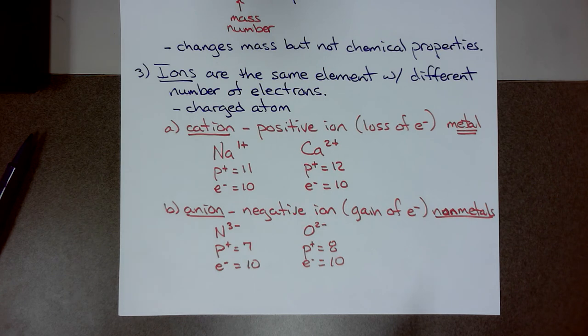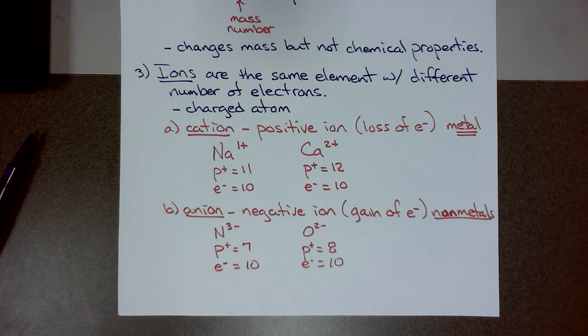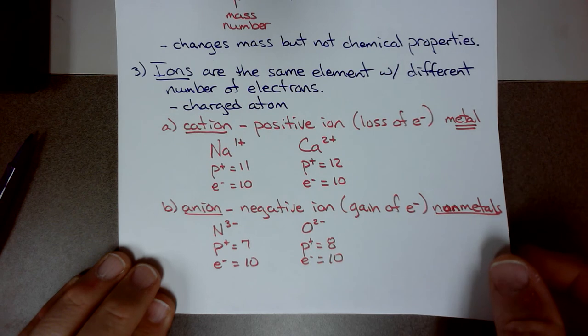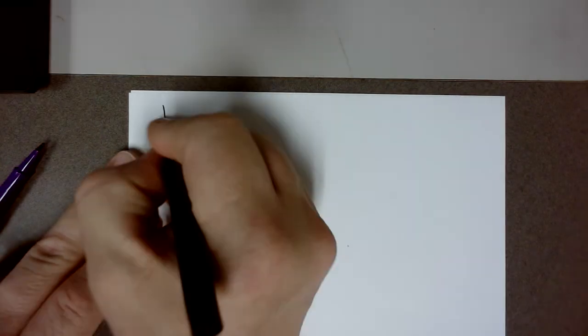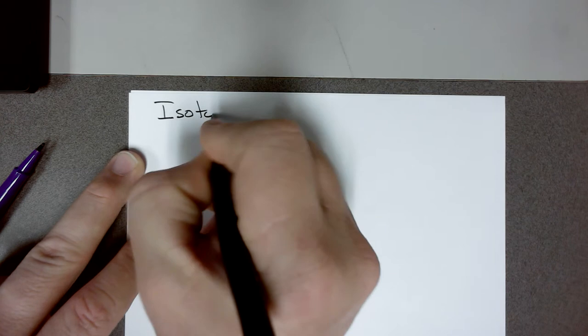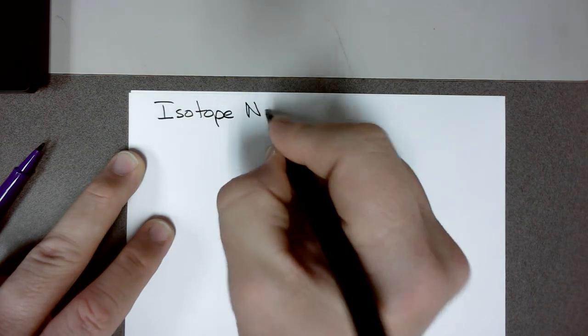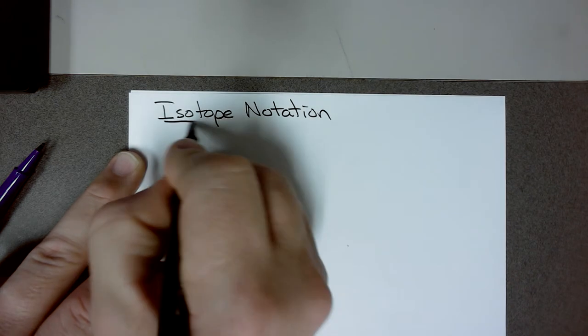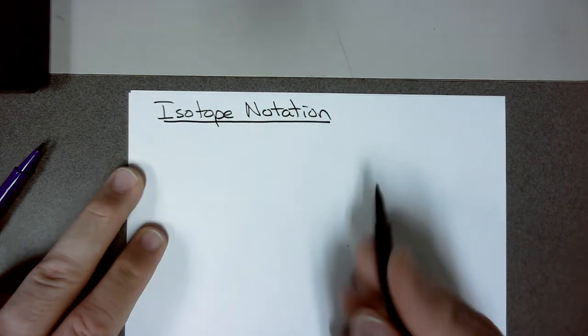So I write the charge after the number so you get an indication that it is really a charge and not a mathematical operation. And the last thing we want to talk about in this video is the isotope notation or isotope symbol.